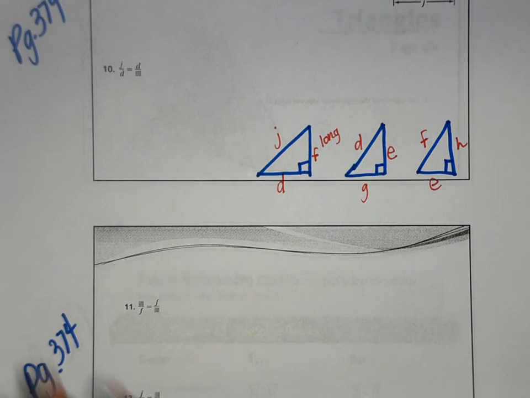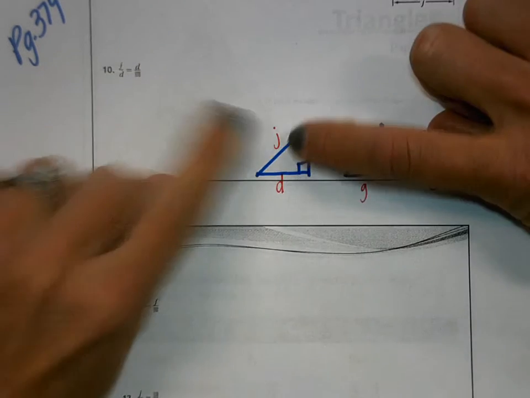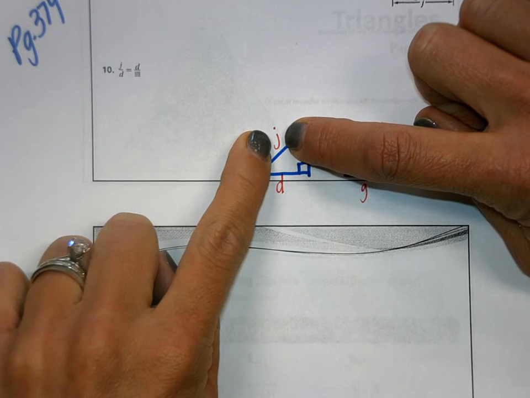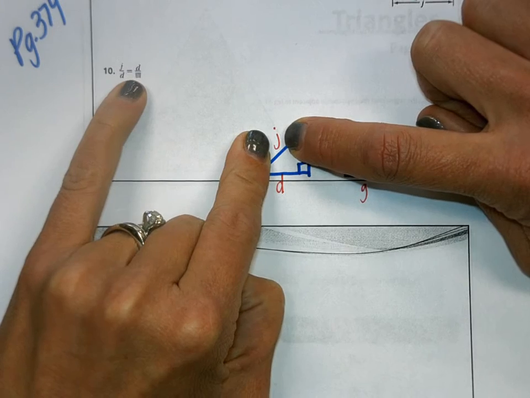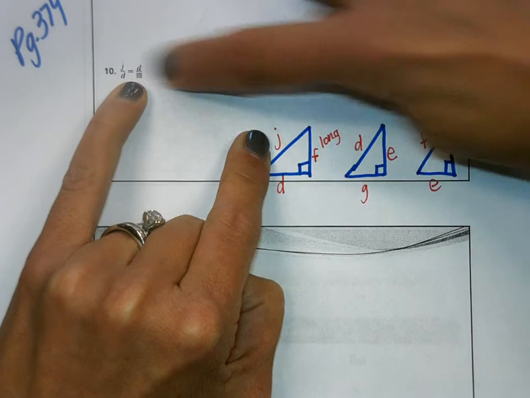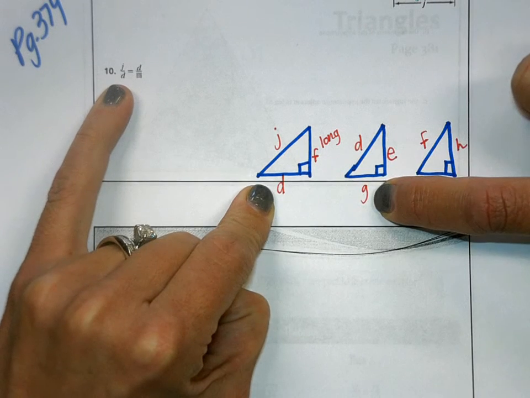Okay, do you see here you have J and D? The first triangle has J and D. So see how you have J over D. Now J, we want to find what other triangle has D in the same spot as J. And it's this one, right? Do you see how J and D are in the same spot on different triangles? And so D matches with G.